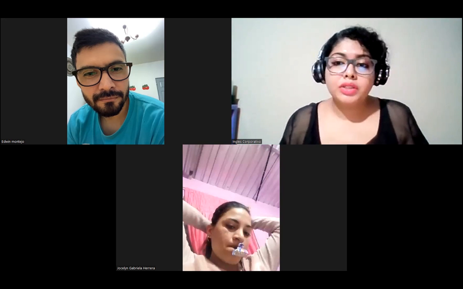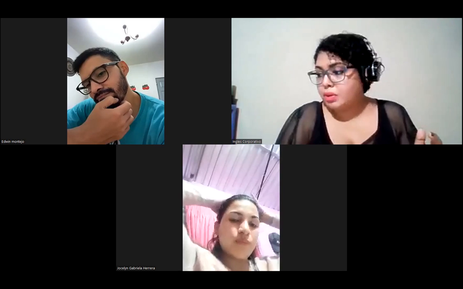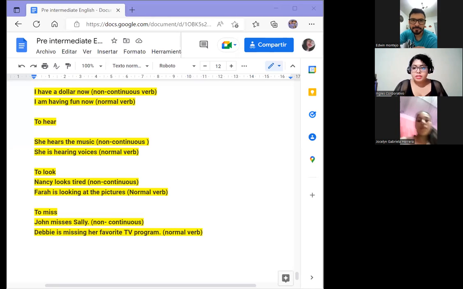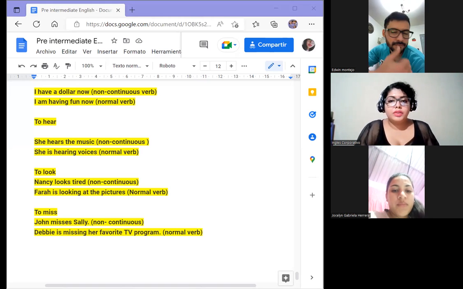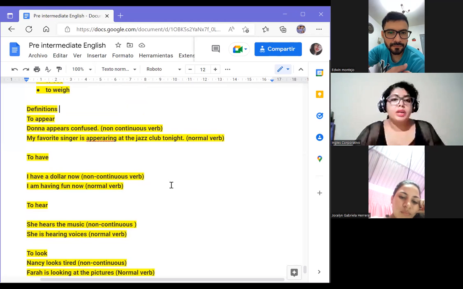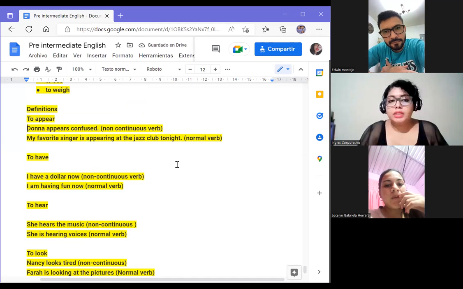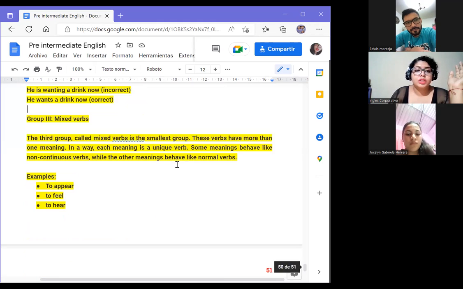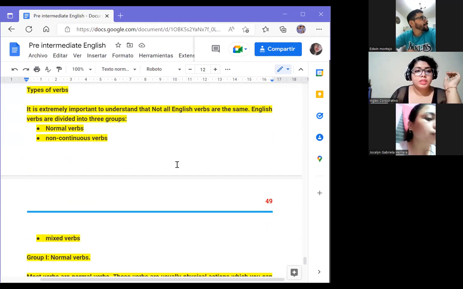Okay. We're going to continue with the other verbs that we were learning yesterday, and I will explain something about the verbs that we were saying in the previous class. So let me share this one, and this one, and this one. Okay, we were saying that we have three different types of verbs, different than the regular and irregular verbs that are very common in the simple tenses. In this case, we are going to have the normal verbs that are the ones that we use with many, many structures.